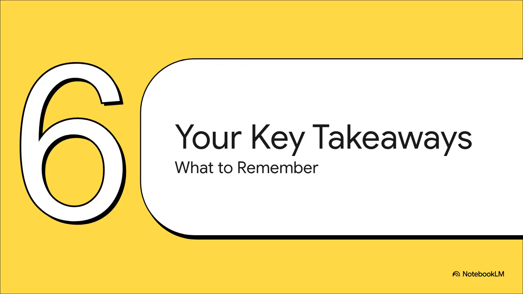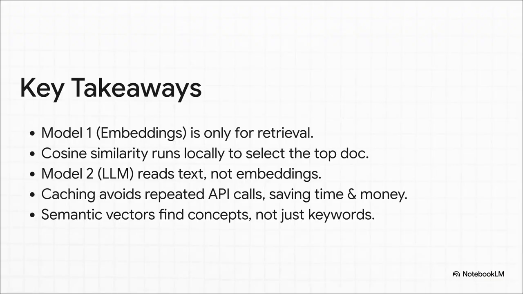All right, so let's boil this all down. What are the main things you absolutely need to walk away with today? First, remember you're dealing with two different models here. You've got the embedding model, whose only job is to help you find the right document. Then you've got the big LLM, and its job is to read the text of that document and give you an answer. Super important. The LLM never even sees the embedding vector itself. Of course, the biggest takeaway is that caching is your secret weapon. It stops you from making the same expensive API calls again and again. And lastly, let's not forget why this whole thing is so powerful in the first place. It's because these semantic vectors are smart. They find stuff based on its actual meaning, its concept, not just by looking for keywords.